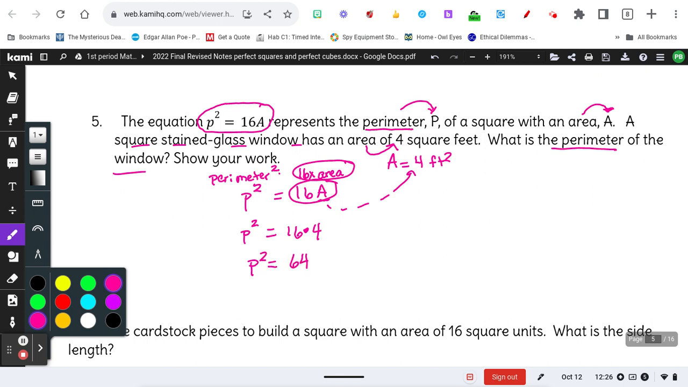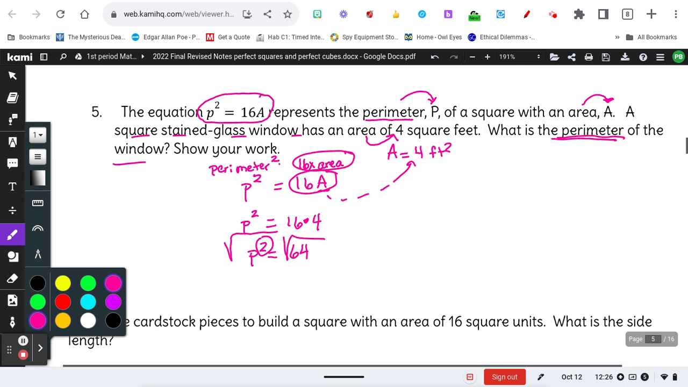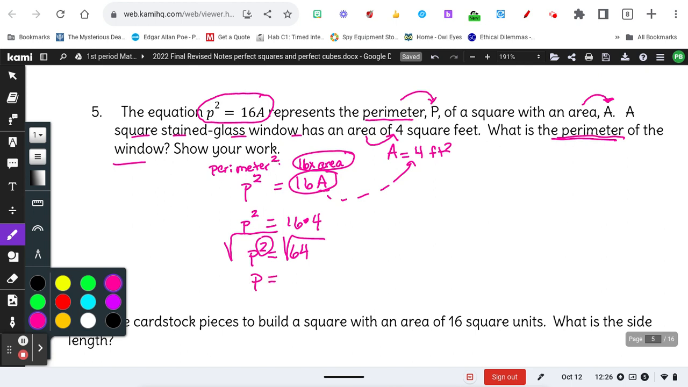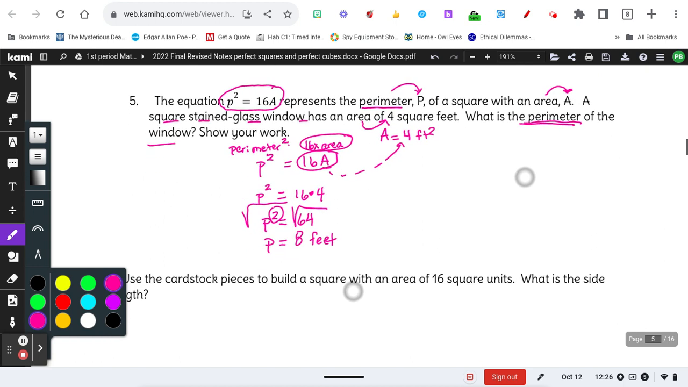And what I do now to undo this square is that I take the square root of both sides. Now, since it's asking for perimeter, which is length, don't put the plus or minus in front of it. Length can never be negative. So the perimeter is 8 feet. You just follow the equation.